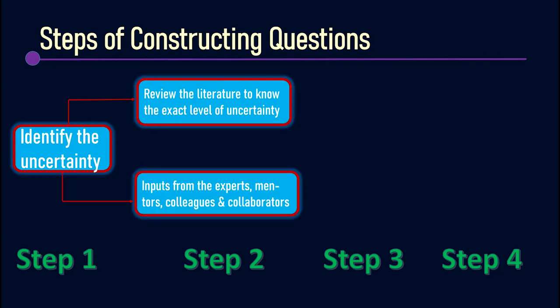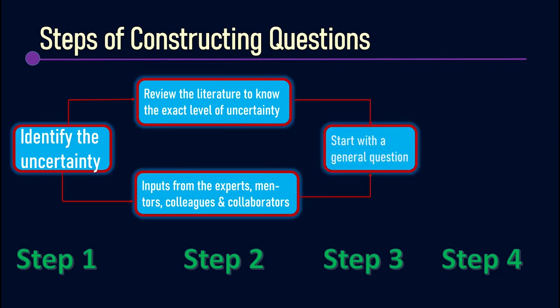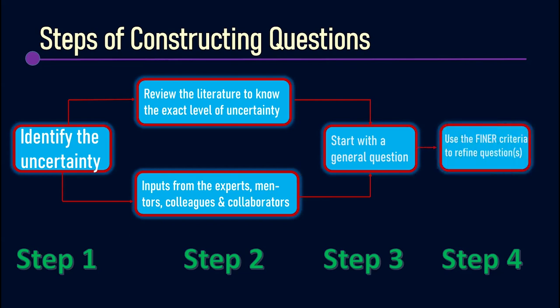And in your review of the literature, the input from the experts, mentors, colleagues, and collaborators will be very helpful. Once you establish the fact that there is indeed an uncertainty in your area of interest, then you go with a general question. Once you make a general question, then you use the finer criteria to refine the question, and now your question is ready.